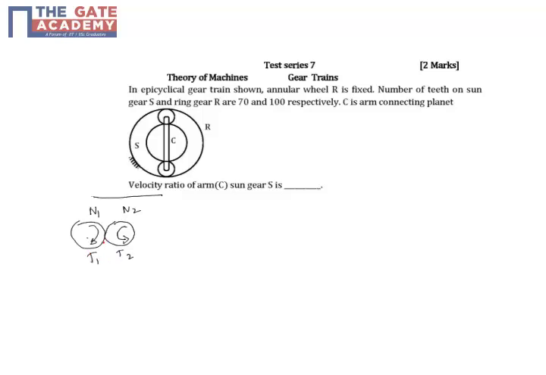Let's say N1, T1 and T2 are given. How do you get N2? The gear with the larger number of teeth has the larger radius, and that will move with the smaller speed. So basically N into T is constant.